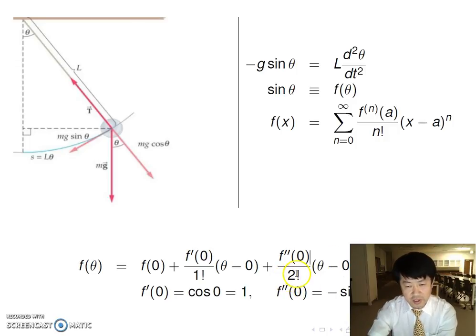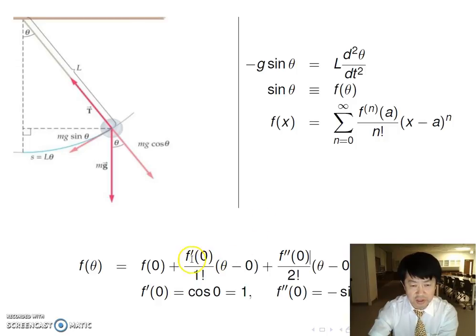In the denominator, we have a number increasing with a factorial: 2 factorial, 3 factorial, 4 factorial. As the number increases, the factorial value increases dramatically. That means we have a small numerator and a large denominator. The value will be negligibly small, so we can ignore it to approximate this expression.